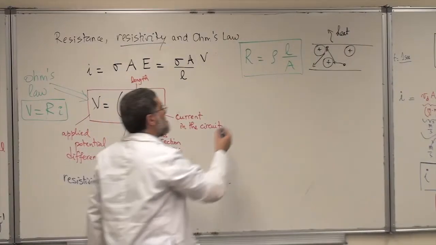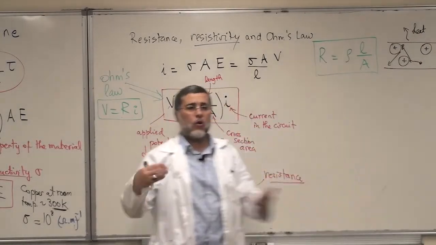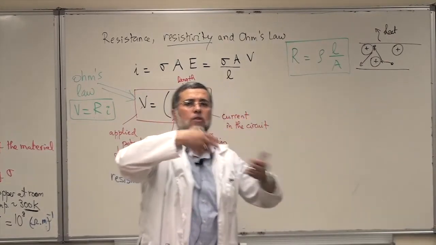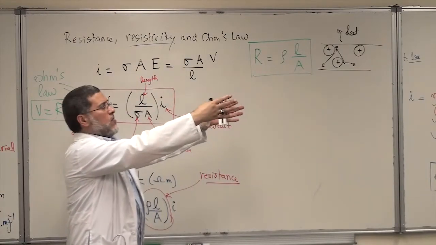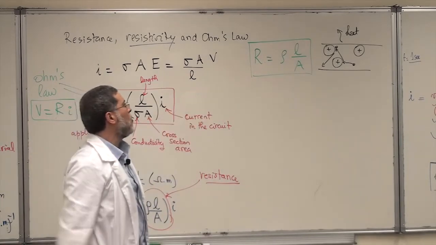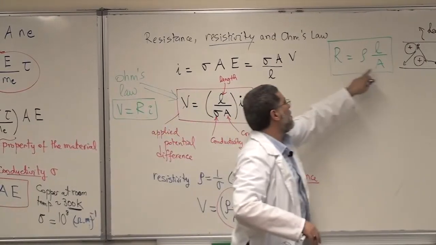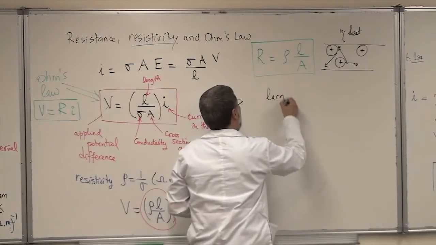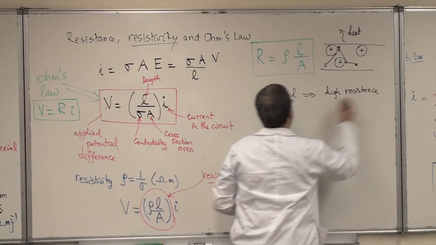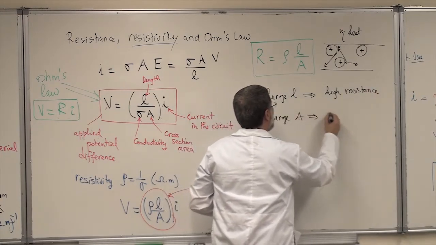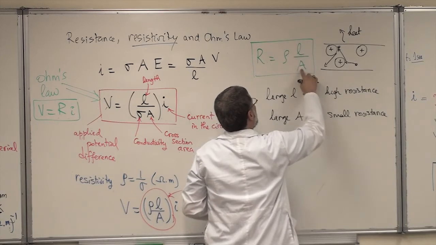Which is the current. You agree with me that if the length of the wire is large, the resistance will be high, because the electrons have to move more distance, so they lose more energy due to collisions, and they see so many atoms because the wire is long. If the cross-section area is large, they have more freedom to move, and the resistance will be small. So large L means high resistance, and large A means small resistance. It is proportional to L and inversely proportional to the cross-section.